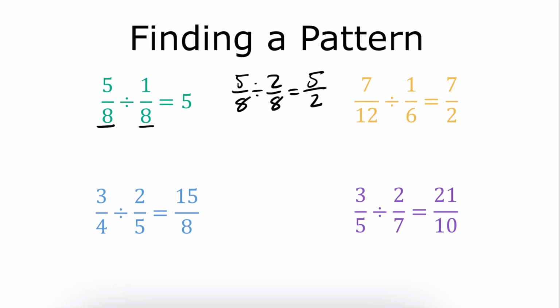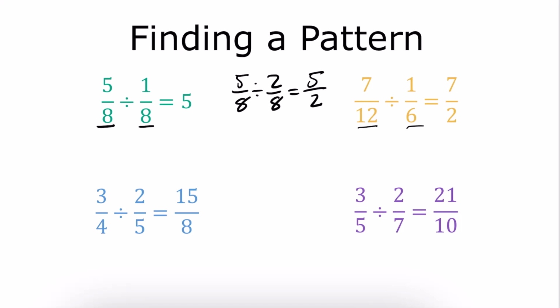Then we moved on to the ones where we had different denominators. So this was the pancake mix one, where you had 7/12 of a bucket of flour. You were dividing it up into groups of 1/6 to make batches of pancake mix. And we found that you could make 3.5 batches, or 7 halves batches, of pancake mix.